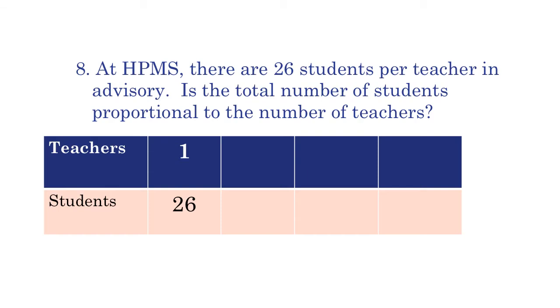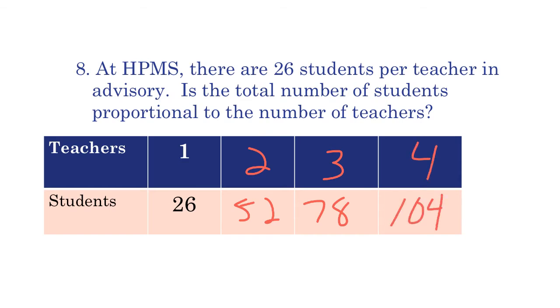So here's an example. At HPMS, there are 26 students per teacher in advisory. Is the total number of students proportional to the number of teachers? Well, to solve this, we could just go through and see what happens. If I have 2 teachers, that would be 52 kids. If I have 3 teachers, that would be 78 kids. And if I had 4 teachers, that would be 104. So, because the connection is always going to be times 26, from here to here to here to here, this is proportional.